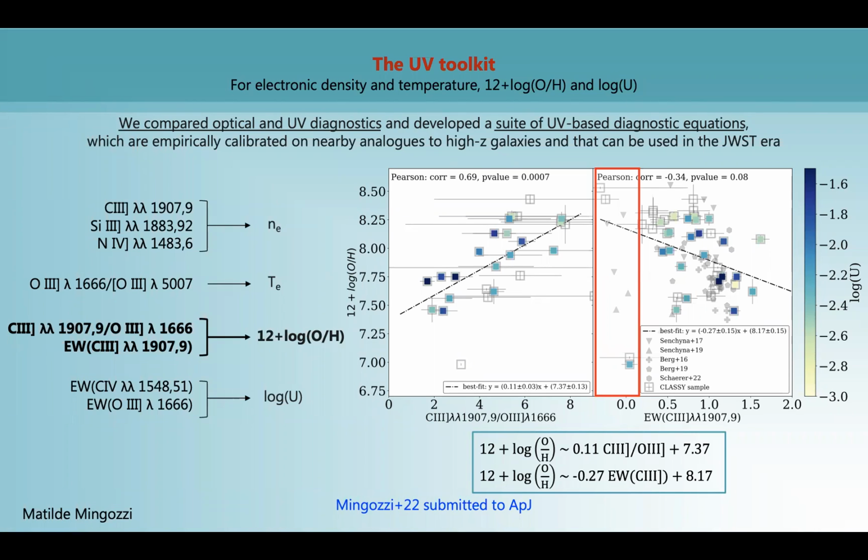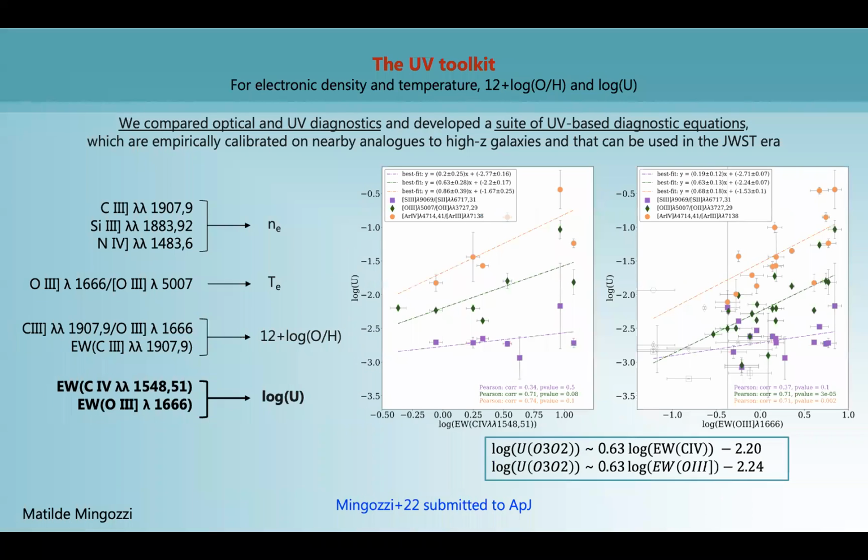But if you go to too low a metallicity, there is a drop in the equivalent width of the carbon 3, because the low metallicity means that at some point you don't have carbon anymore. But in general, UV diagnostics are very dependent on the ionization parameter, and you can see this from the color coding of these two figures.